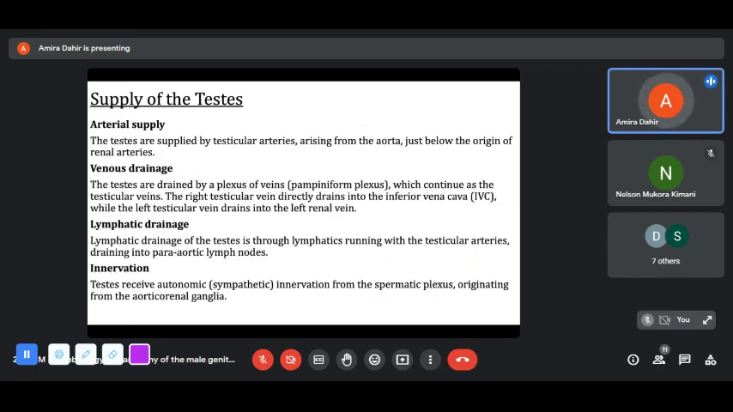So the arterial supply of the testis is achieved by the testicular arteries arising from the aorta, just below the origin of the renal arteries.